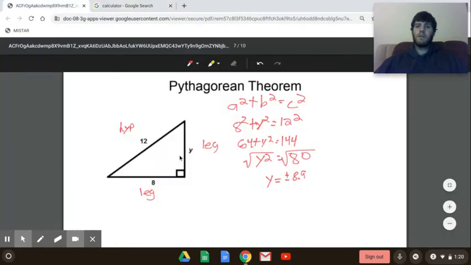But again, because we're dealing with distance, we don't care about the negative. Distance can't be negative in this situation. So we're just going to say y equals a positive 8.9. So that's the Pythagorean theorem. If you're finding the hypotenuse, you could do that as well. It doesn't matter. If you have two sides of a right triangle and you're trying to find a third side, you're using a squared plus b squared equals c squared.